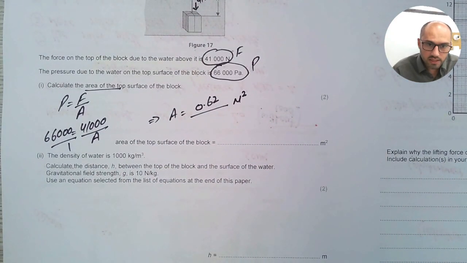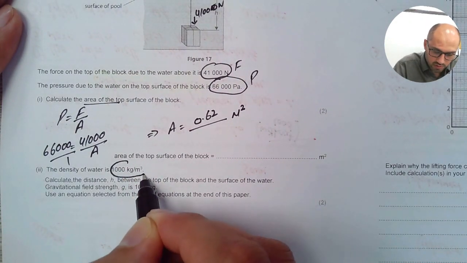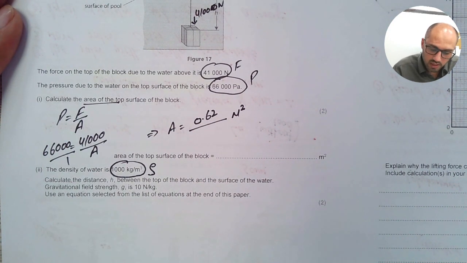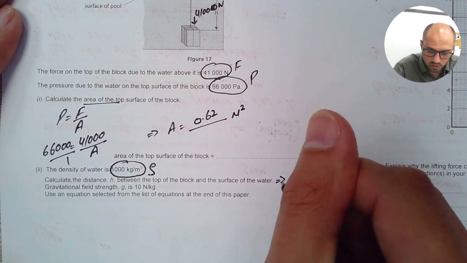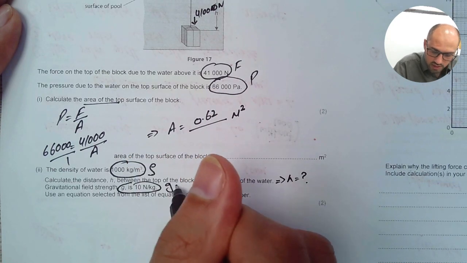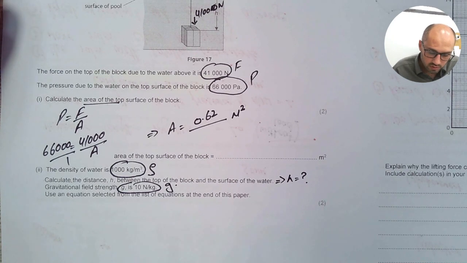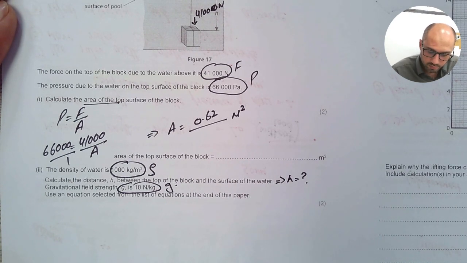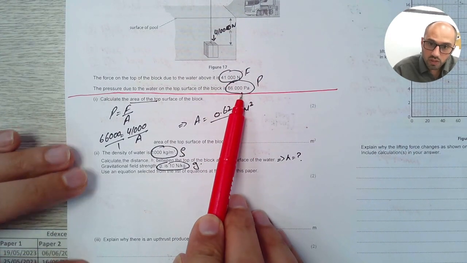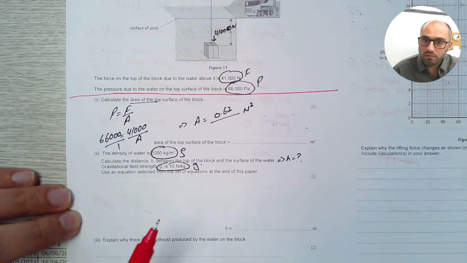Now the next part, it says the density of water is 1000 kilograms per meter cube. This is the value of density. Calculate the distance h between the top of the block and the surface of the water. So this means we do not know the value of height. They've given us the value of g as 10 newtons per kilogram. It says use an equation selected from the list of equations at the end of paper. Now before I carry on with this question, you will notice these two values were given at the start and then these subparts started. So this means these two values will be valid for the entire question.